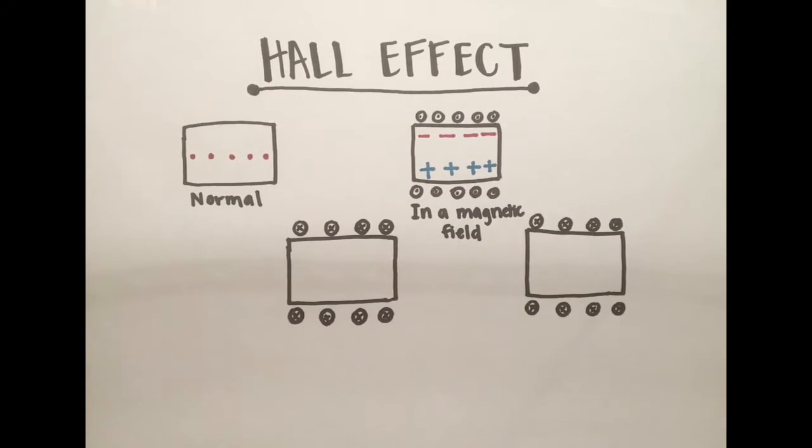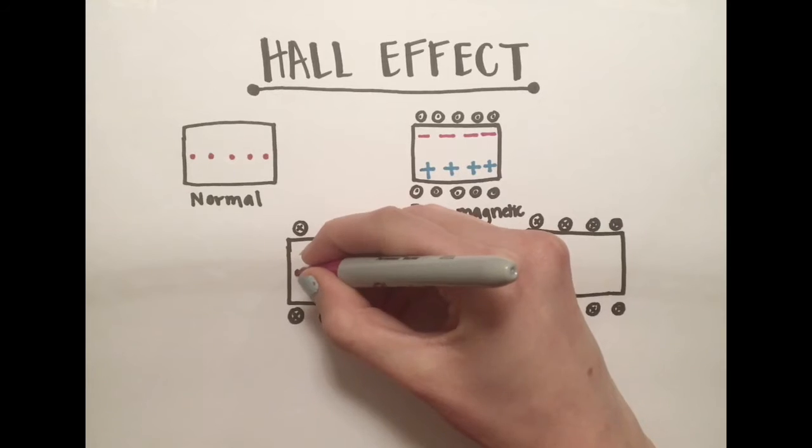This separation of charges creates a voltage difference between the two sides, and this is known as the Hall EMF. As the current continues to flow, this Hall EMF builds up until the electric force on the charge from the Hall EMF is equal and opposite to the magnetic field force. This is what is known as the Hall effect.